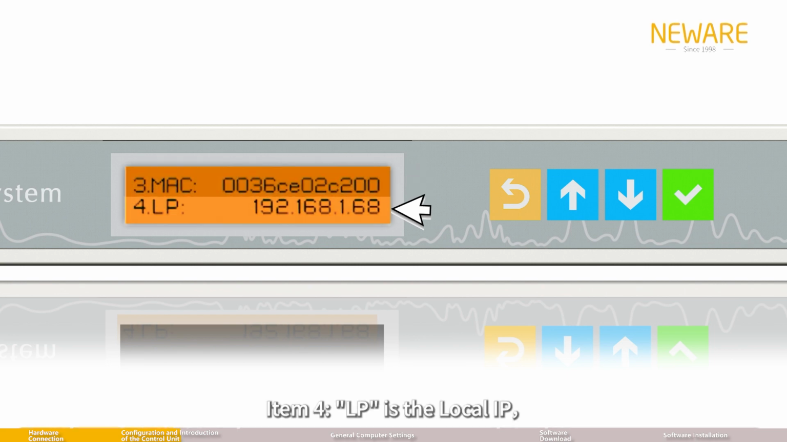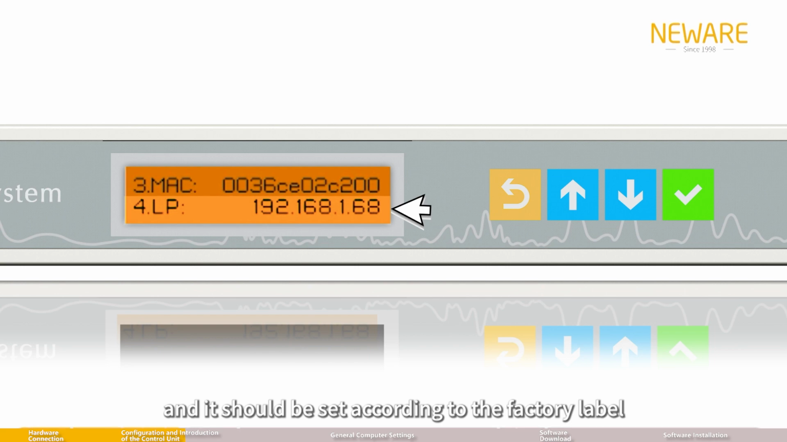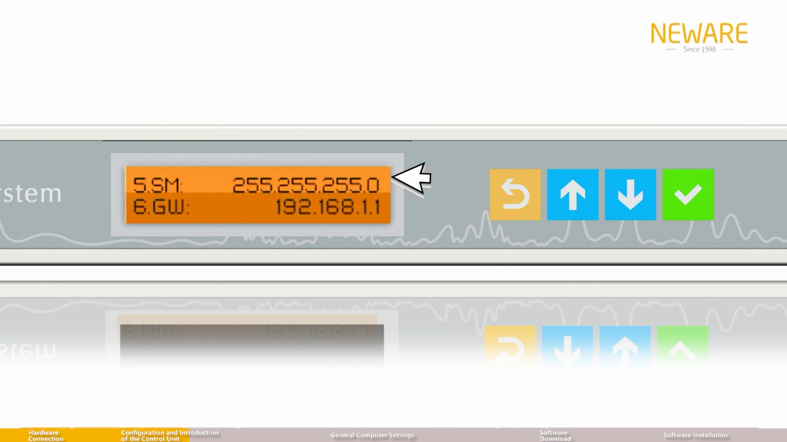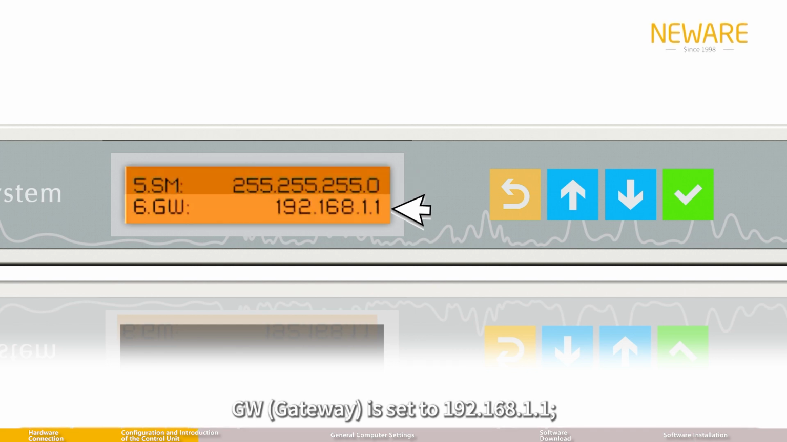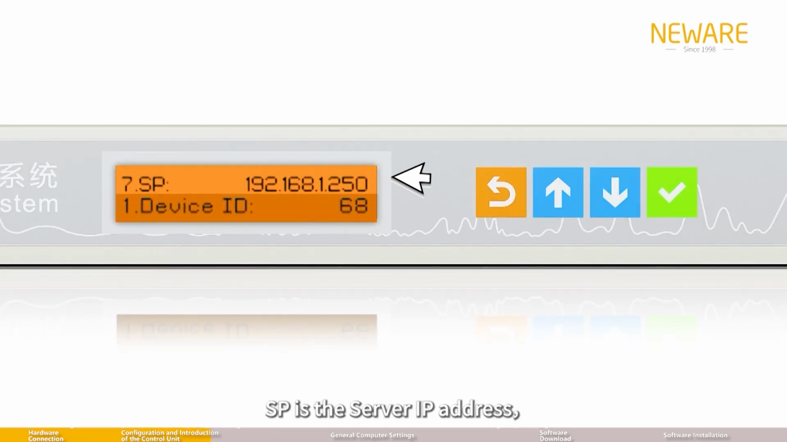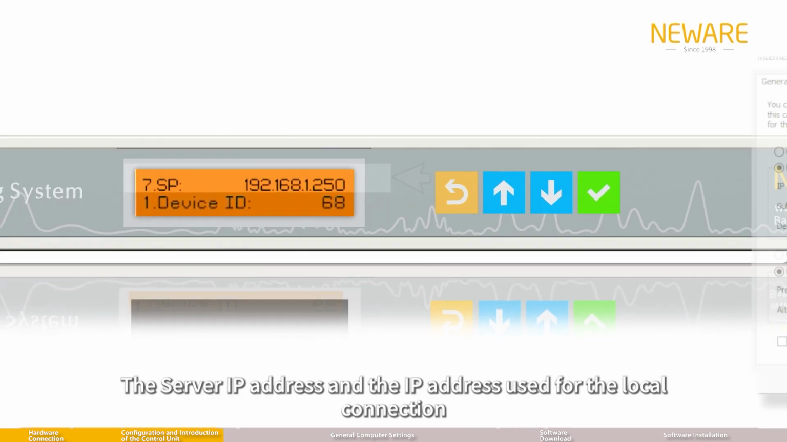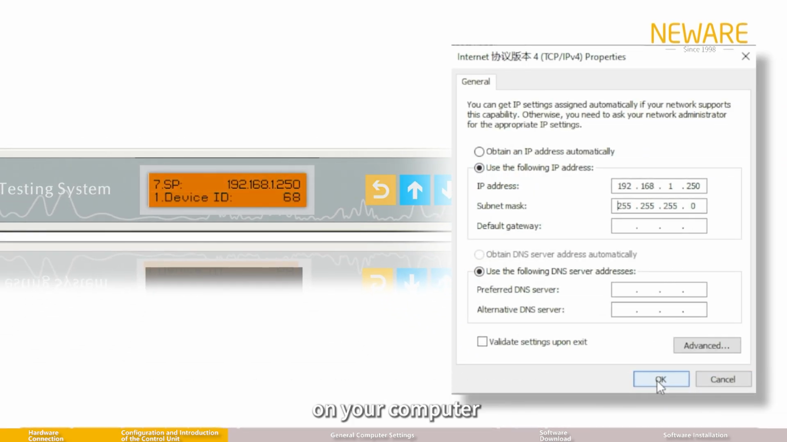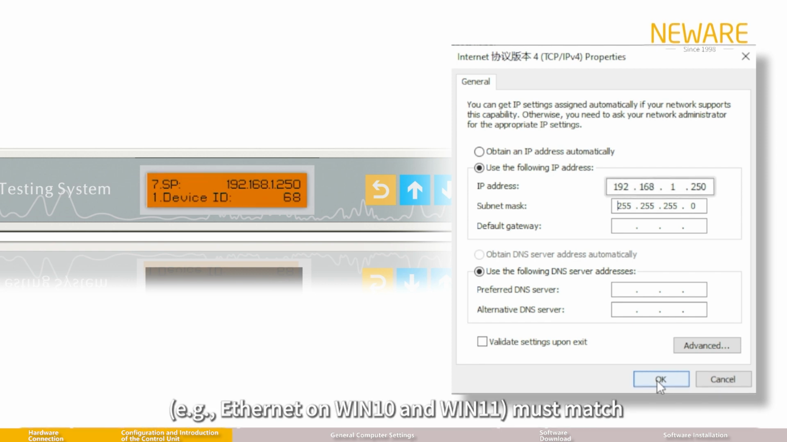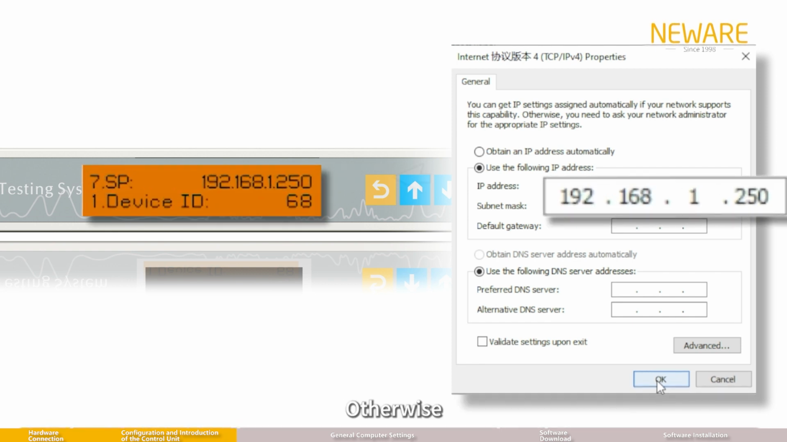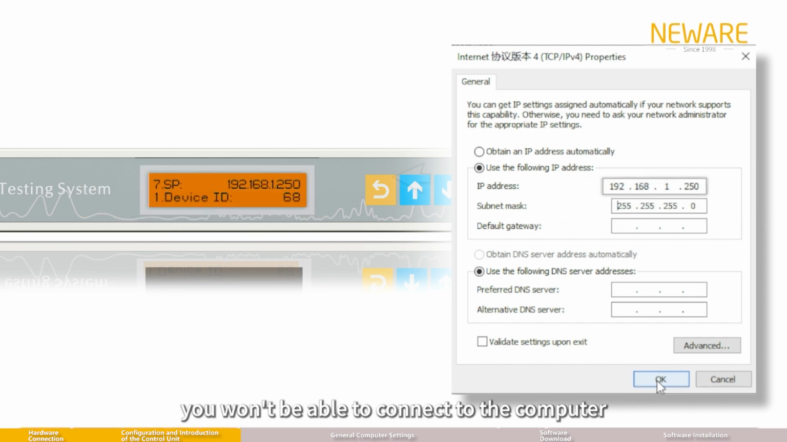Item 4, LP, is the local IP, and it should be set according to the factory label. Item 5, SM, subnet mask, is a fixed value. Item 6, GW, gateway, is set to 192.168.1.1. You don't need to change this. Item 7, SP, is the server IP address, set to 192.168.1.250. The server IP address and the IP address used for the local connection on your computer, example, Ethernet on Win 10 and Win 11, must match. Otherwise, you won't be able to connect to the computer.